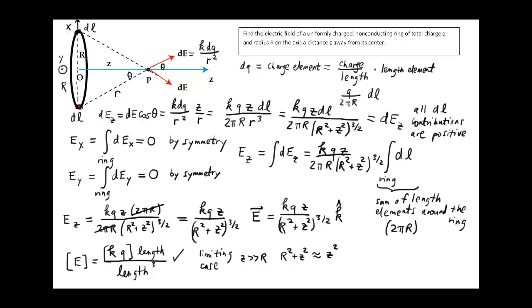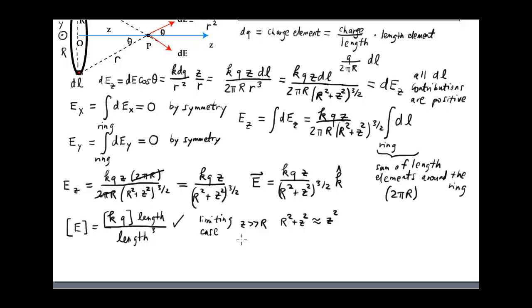And if we plug that in, then our approximate E will now be, in this limiting case, kqz over the denominator. That's going to have z squared to the 3 halves. And so, of course, that's in the k hat direction. What will that give us? Z squared to the 3 halves is z cubed. So kq over z squared is the final answer in the k hat direction.